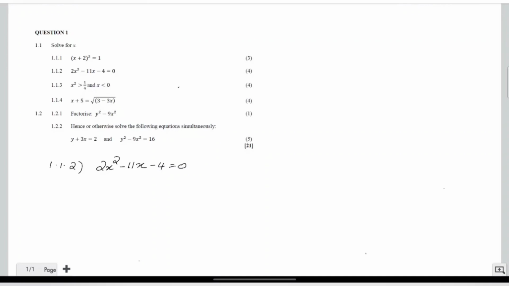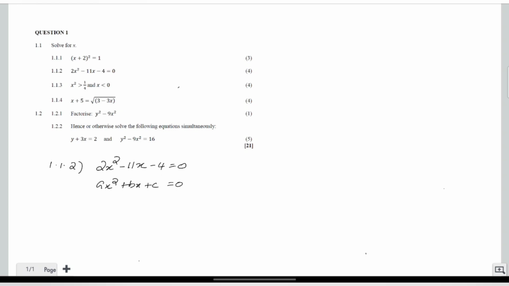So move to question number 1.1.2. What is that? 2x square minus 11x minus 4 is equal to 0. This one is already in the standard form. But the previous question, it was not in the standard form, so you opened the bracket and you made it. But this one is already in the standard form. What is standard form? ax square plus bx plus c is equal to 0, where you can see what is a, what is b and what is c. Then you can use the quadratic formula and you can get the answer.